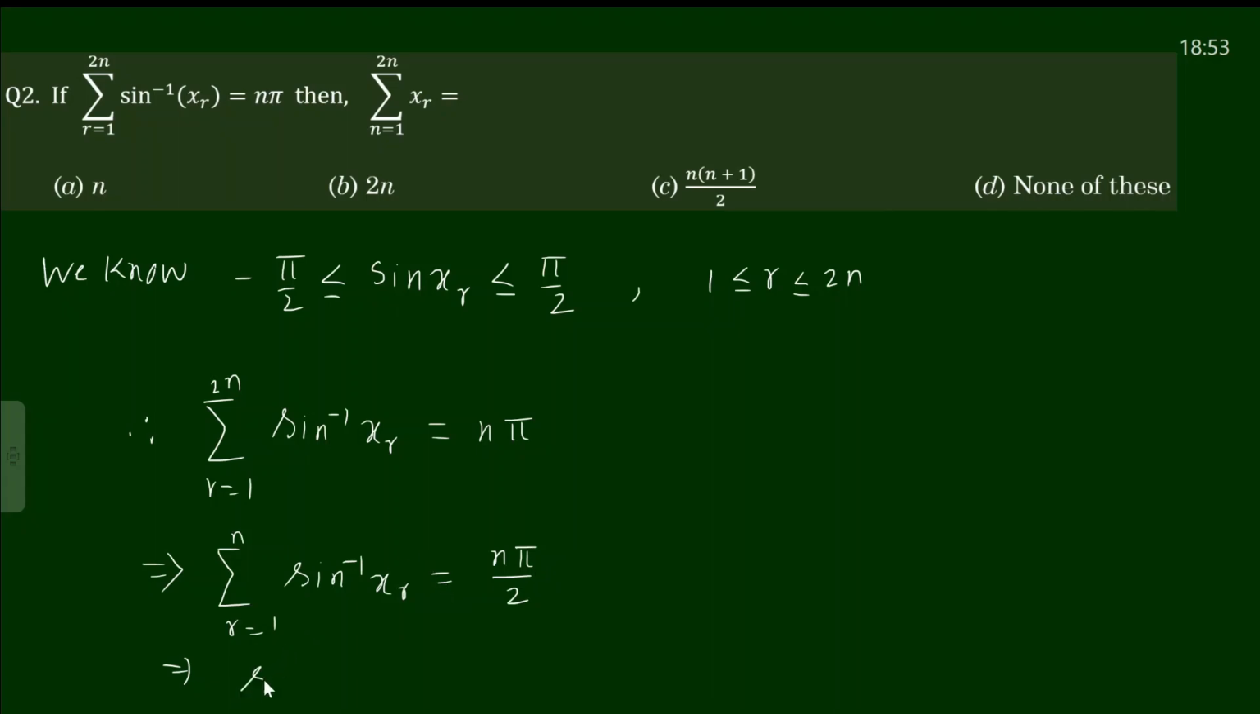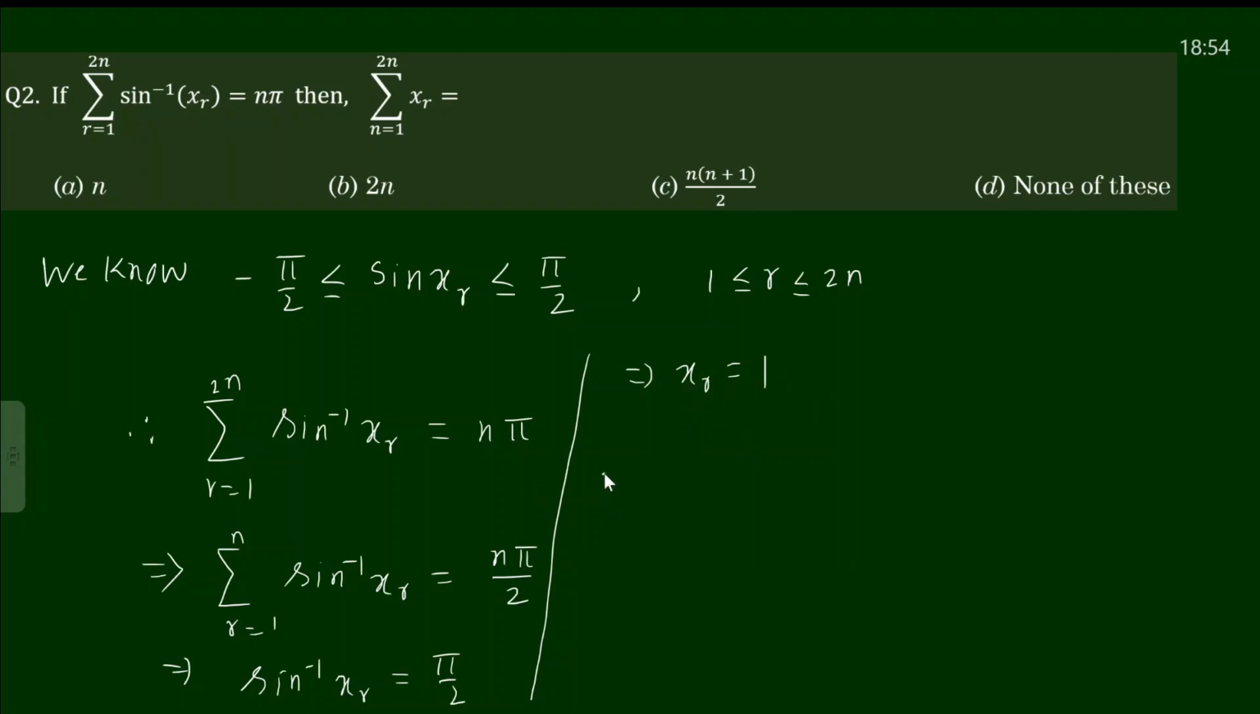Each individual term, sine inverse of xr, whether it is sine inverse x1, x2, x3 or xn, should be equal to pi by 2, is it not? Because the sum of n terms is equal to n pi by 2, each term will be simply pi by 2. From here we can conclude that each xr is equal to sine of pi by 2, and that is equal to 1 only. So x1 is equal to 1, x2 is equal to 1, and so on.